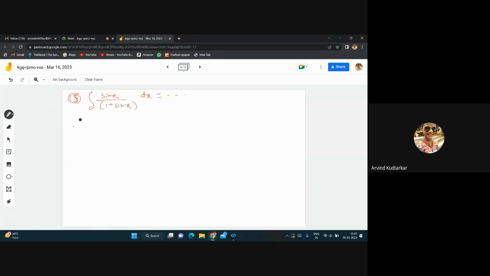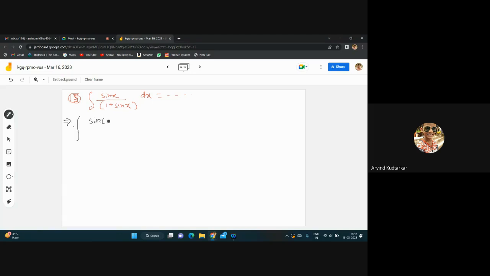And how to get the single term? This is possible by using rationalization. What will we have to do? Rationalization. That means multiply and divide by the rational factor. And which one is the rational factor? Tell me, what is the rational factor?